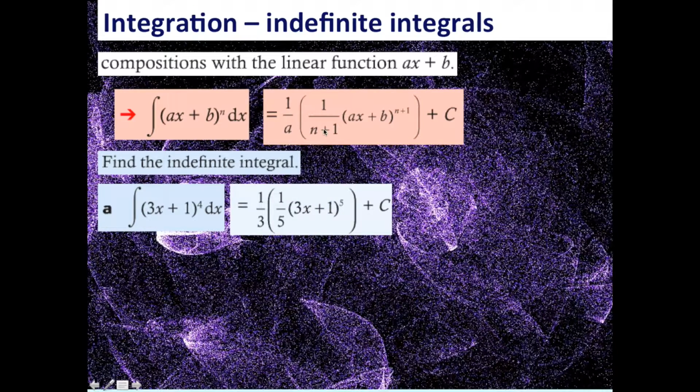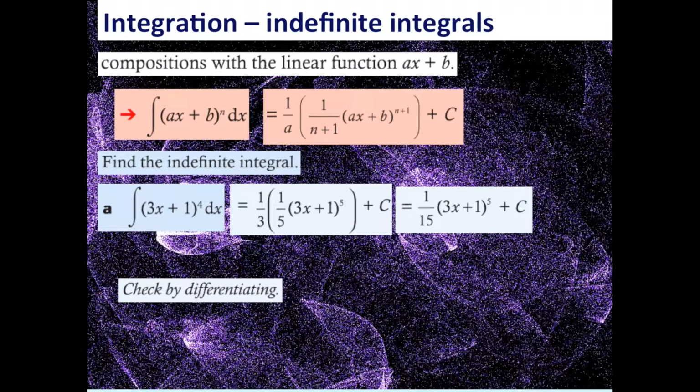So just using the values here, 1 over a, 1 over 3, times 1 over n + 1, times our function (3x + 1)^(n+1). And then we can just expand that to give us 1/15 (3x + 1)^5 plus c.